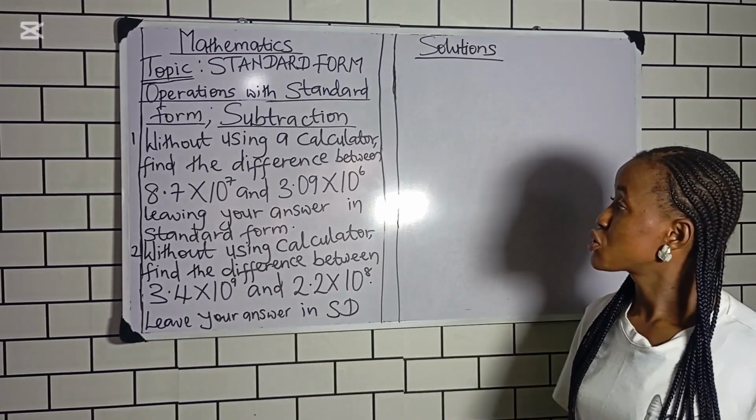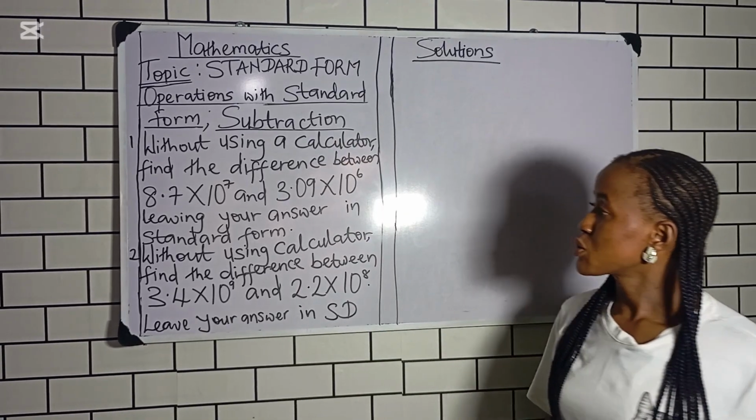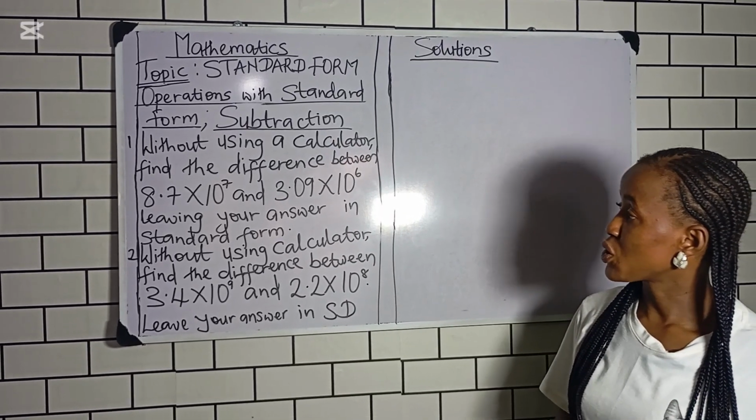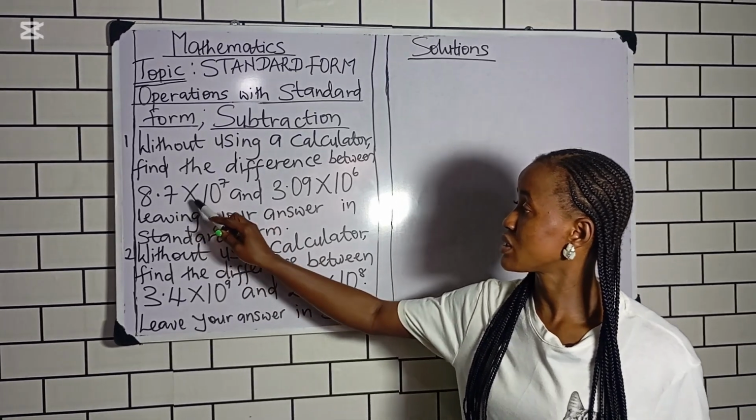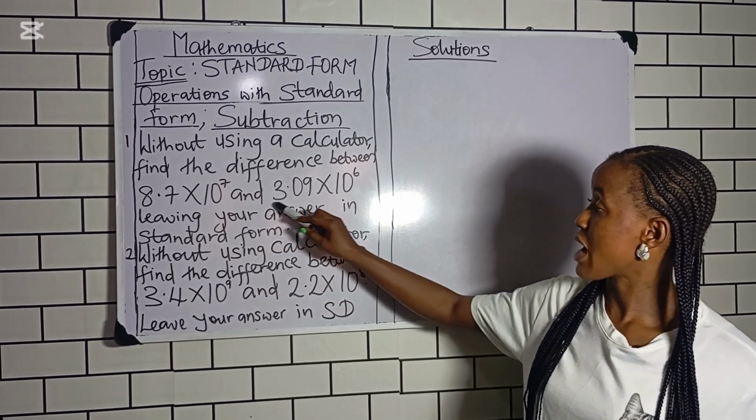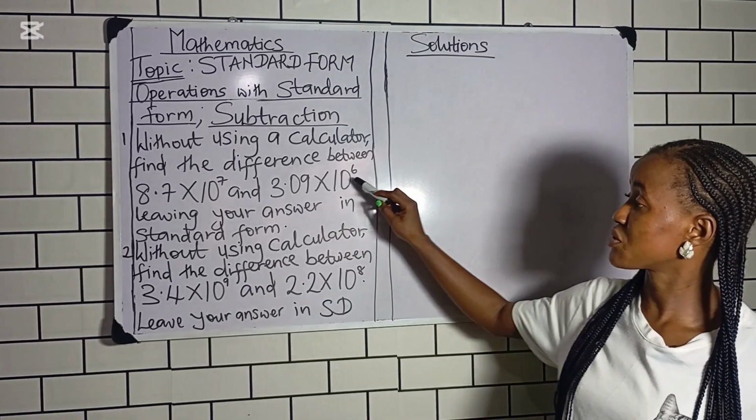Now we'll be moving over to subtraction. The first question is, without using a calculator, find the difference between 8.7 times 10 raised to power 7 and 3.09 times 10 raised to power 6.